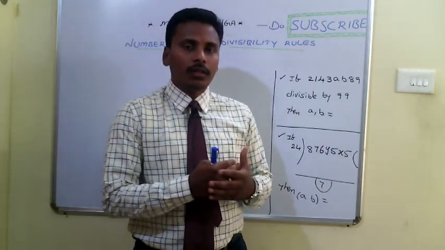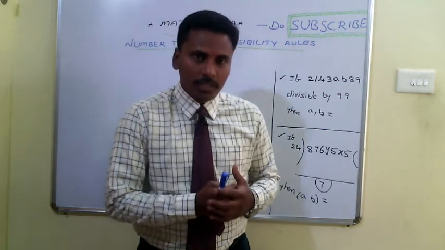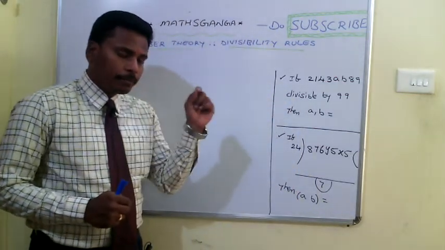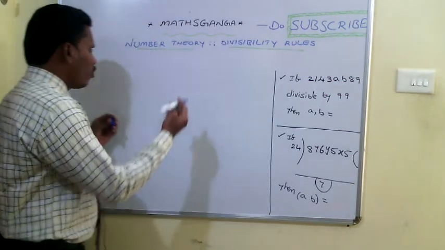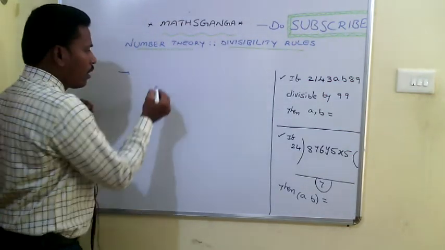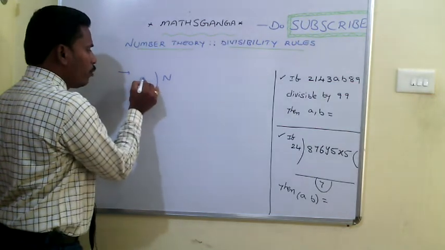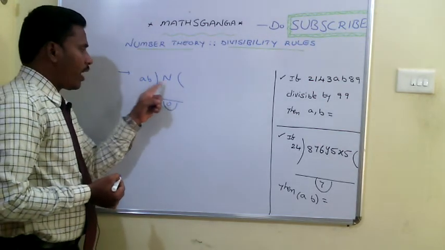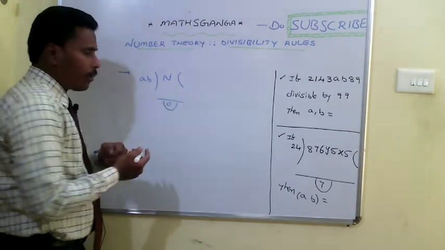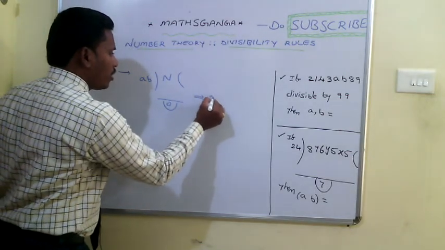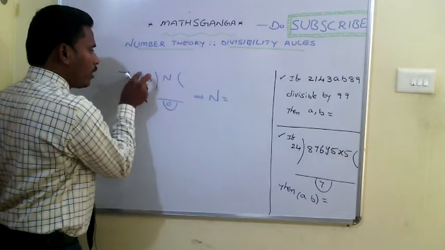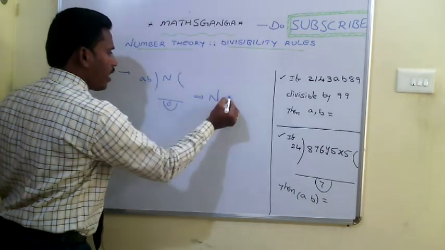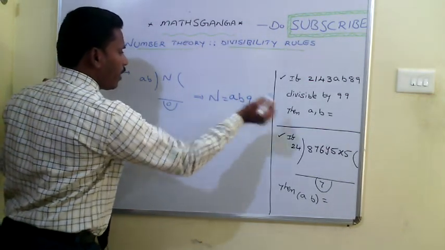Before going to the rules for divisibility of composite numbers, we need to make an observation regarding the division algorithm. If a number n is divisible by the product AB, it means that when n is divided by AB, it leaves remainder 0. Then, using the division algorithm, dividend equals divisor into quotient plus remainder, so n equals divisor AB into some quotient plus remainder 0.